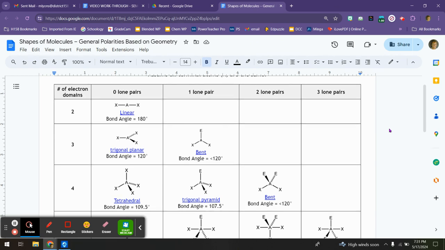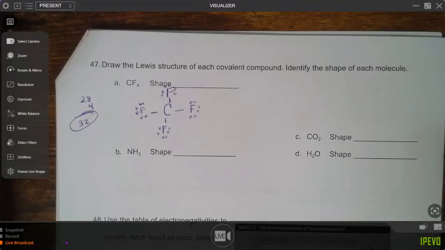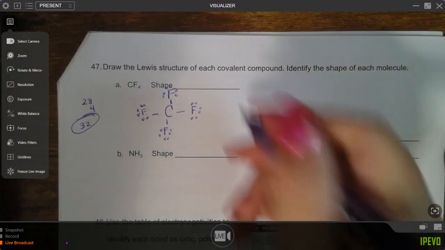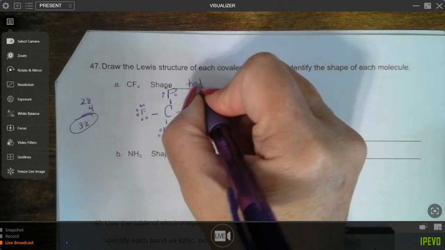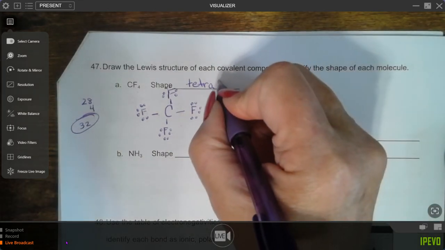Okay. And remember, what you have to do is look at the number of elements attached, and then if there are any lone pairs of electrons on the central atom. So for CH4, we had a central atom, and then we had 4 atoms attached, no lone pairs. So that tells us that this shape is going to be tetrahedral. And I am including the shapes on this review guide that you will see on the test. So if you don't see it here, you won't see it on the final. So tetrahedral.